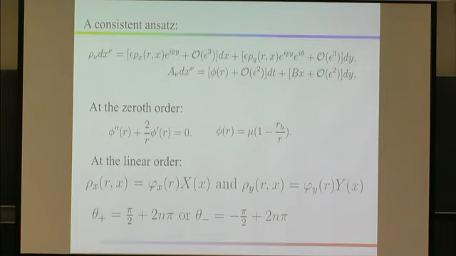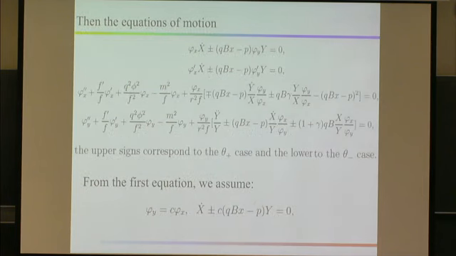In this case, we found that the phase theta can only take two values. Theta plus equal to pi over 2 with this number, 2 and pi, and theta minus is this one. And here is integer. Only two values are allowed. Otherwise, the system is not consistent. In this case, the equation of motion turns out to be that one, phi x and this one.